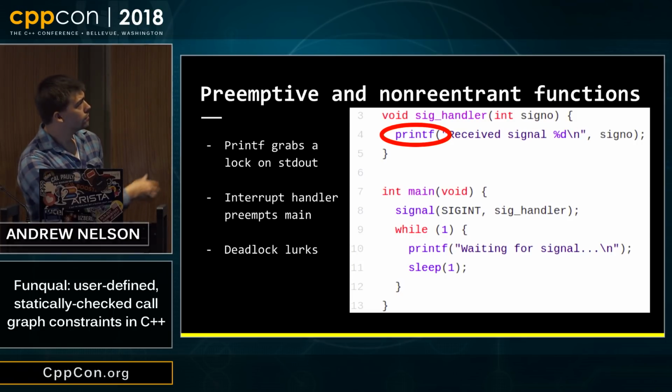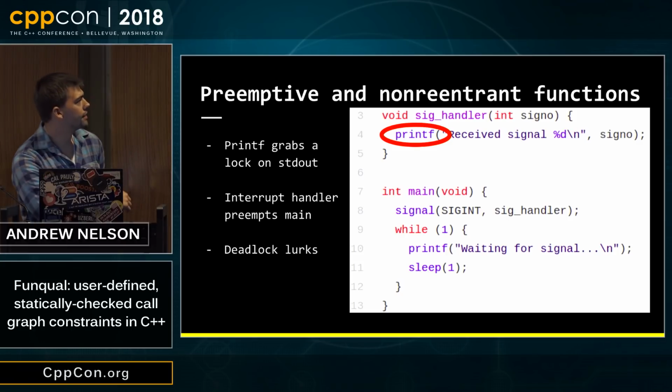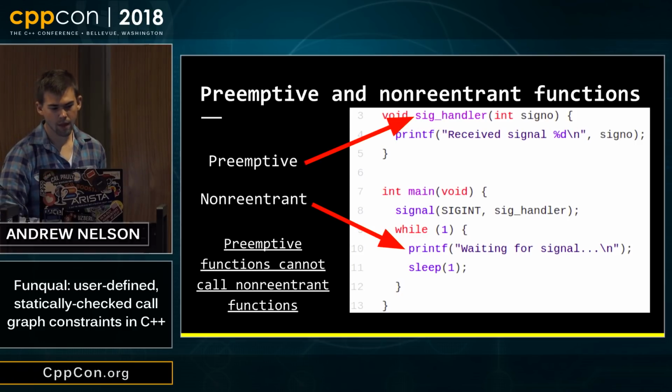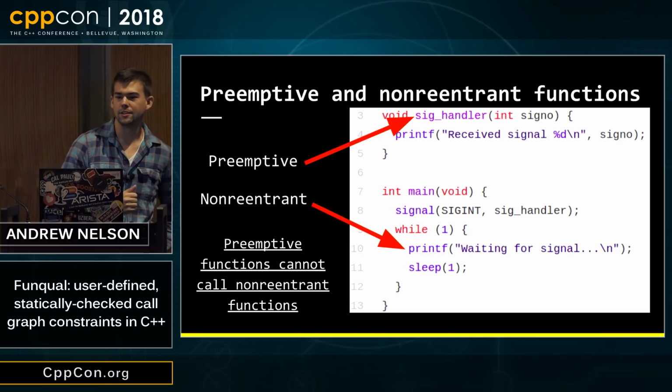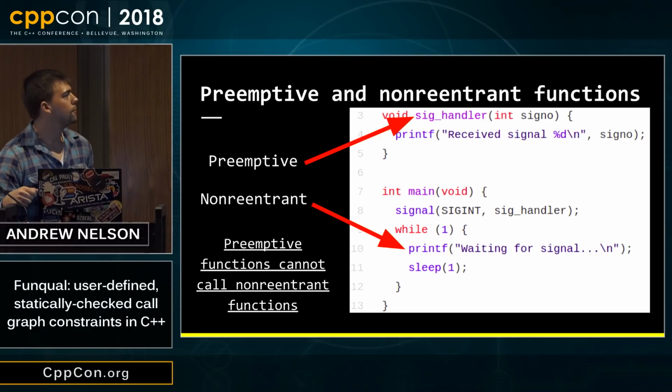In this case, some implementations of printf have a lock in them. If the printf in main is running while it gets interrupted, that lock might still be held, the signal handler might start, and the whole thing would just stop on deadlock. So there's two kinds of functions here. There's preemptive functions and there's non-reentrant functions. And we already have a rule. We say preemptive functions cannot call non-reentrant functions.